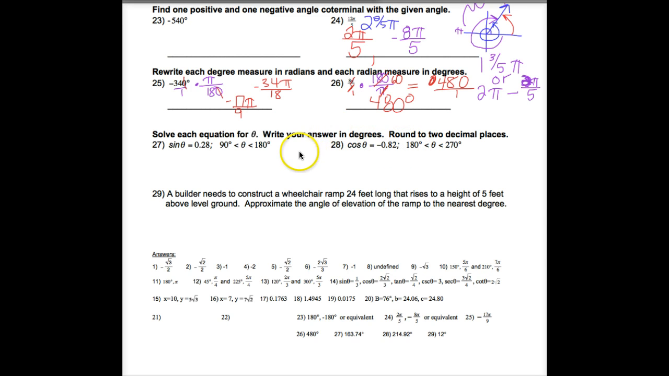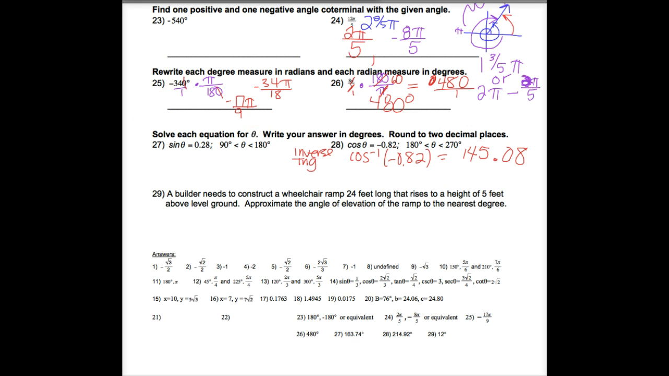The first thing you should do, you always start by doing the inverse trig. In this case, it'd be inverse cosine of negative 0.82. Again, make sure that your calculator is in degree mode, because if it's in the wrong mode, you're going to be wondering why your answer doesn't make any sense. In degree mode, inverse cosine of negative 0.82 gives 145.08. It says two decimal places here, so that's what we use.